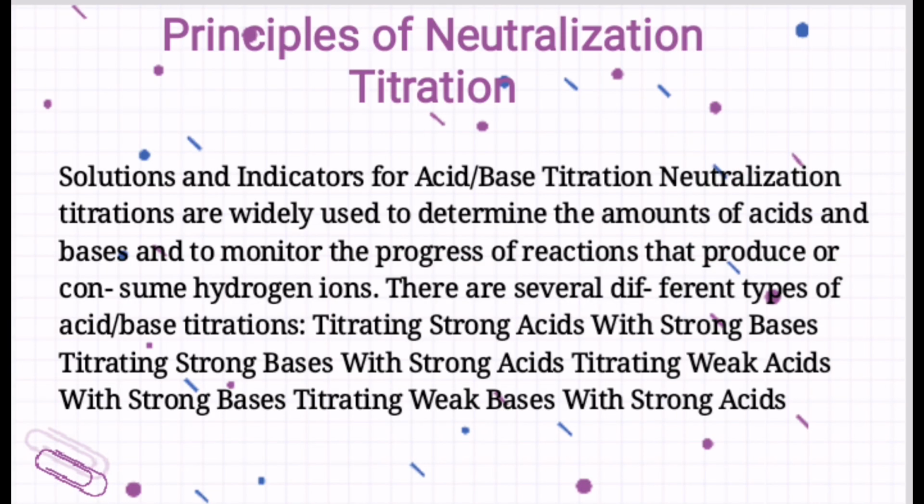So let's move on to the next, which is the principles of neutralization titration. Solutions and indicators for acid-base titration: neutralization titrations are widely used to determine the amounts of acids and bases and to monitor the progress of reactions that produce or consume hydrogen ion. There are several different types of acid-base titration: titrating strong acids with strong bases, titrating strong bases with strong acids, titrating weak acids with strong bases, and titrating weak bases with strong acids.